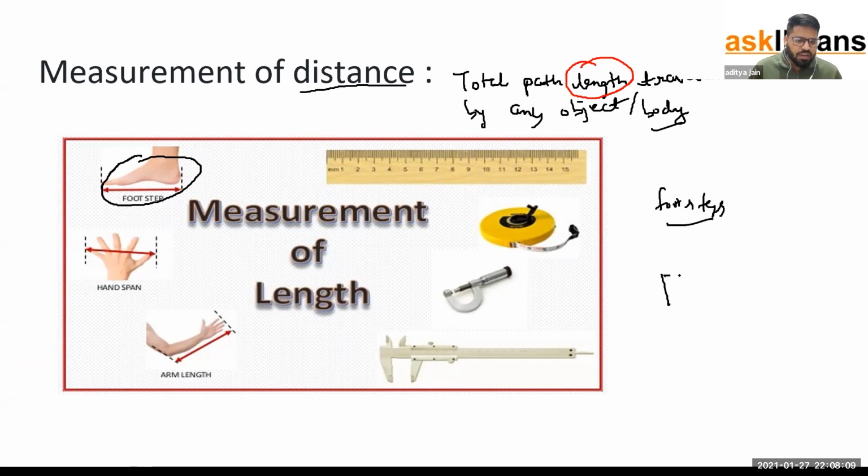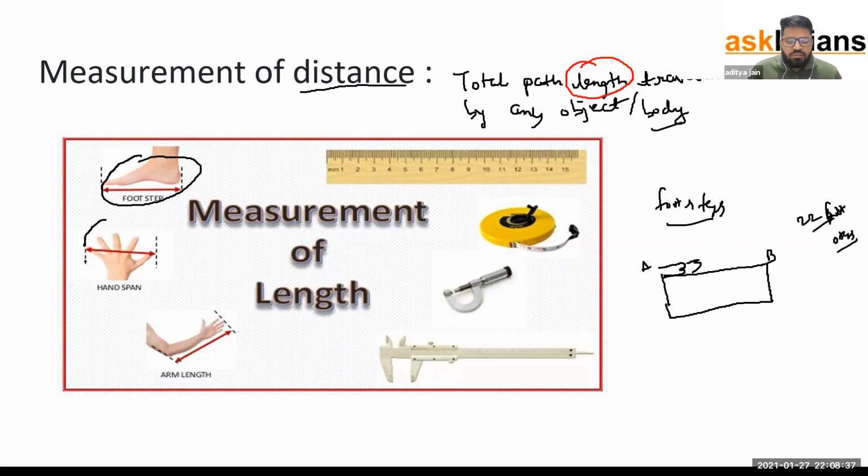Suppose I'm talking about a cricket pitch. In our childhood days, we used to measure the length of the pitch by footsteps. Suppose this is A and this is B. You travel from A to B counting the number of footsteps required, and that number is given as the distance, say 22 or 23 footsteps. That is the unit we used in earlier times.